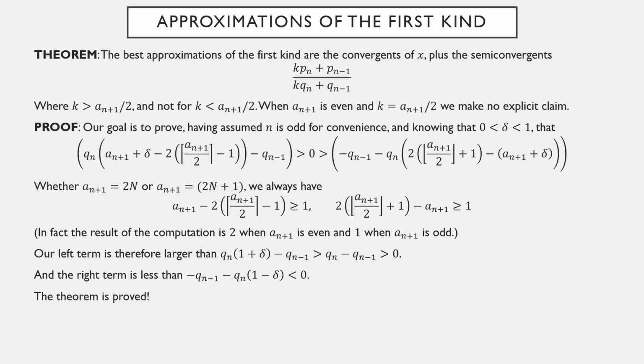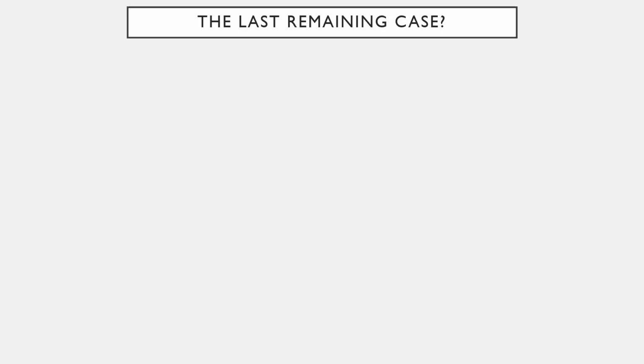Exactly this crossover of half the next partial quotient is the deciding factor of being a best approximation of the first kind or not. But we haven't addressed the case of when the next partial quotient is even, and we exactly pick that to be our choice of k. All right, let's go ahead and test.